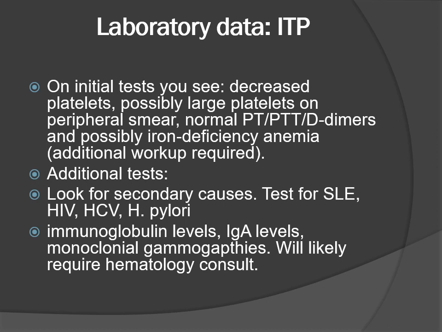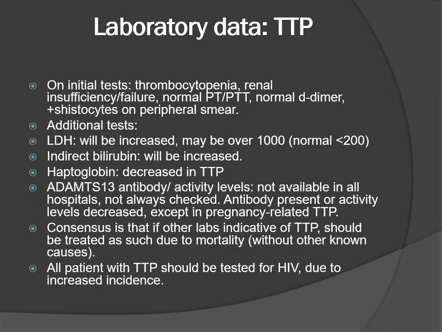So you also want to look for underlying causes, right? So lupus, HIV, hepatitis, H. pylori. This is a little more of a type of thing where you can take your time to work up. What you're usually going to check is immunoglobulin levels, IgA levels, monoclonal gammopathies. But these things, you're typically just going to consult hematology here. Unless you're a hematology nurse or nurse practitioner, you're probably not going to be working up a ton of ITP, because there's really no need to acutely typically, right? And interpreting these things is more of a specialist level thing.